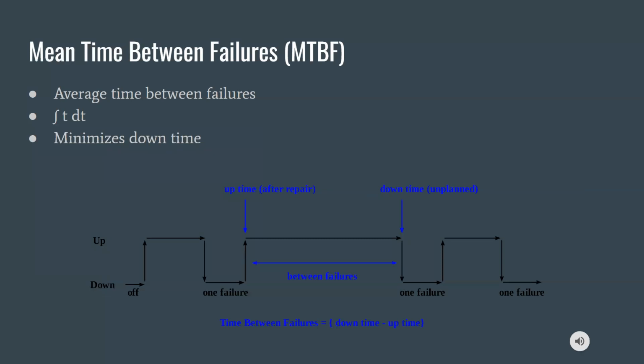This can also be written as the integral from x to infinity of the reliability function of t. This is a significant tool because it can be used to create an effective maintenance cycle for a given system to minimize downtime. As we can see in the picture, there is a graph of uptime being 1 and downtime being 0, where the average time between failures is the area under the curve that is created from the uptimes and downtimes.